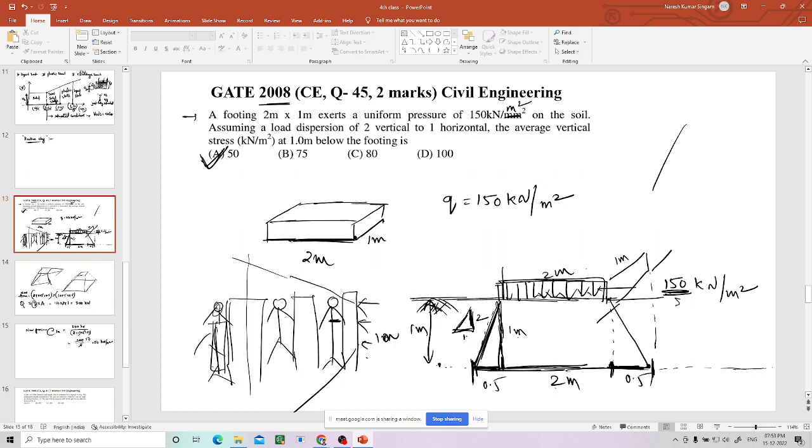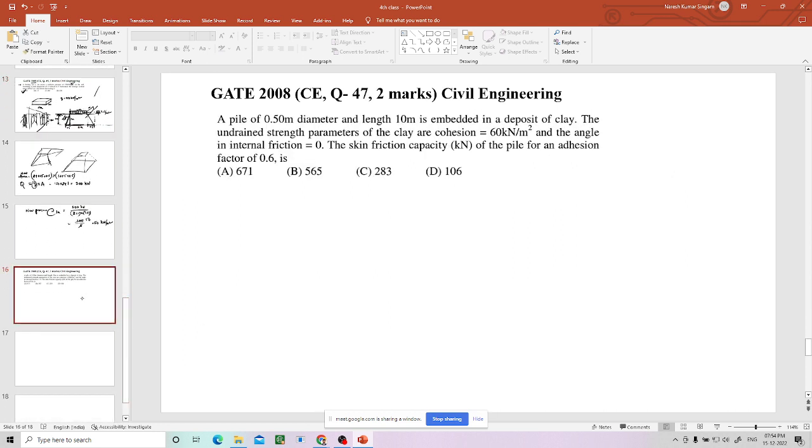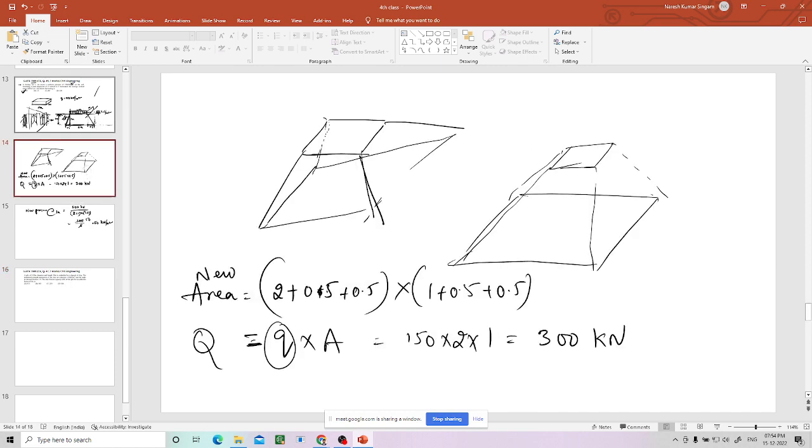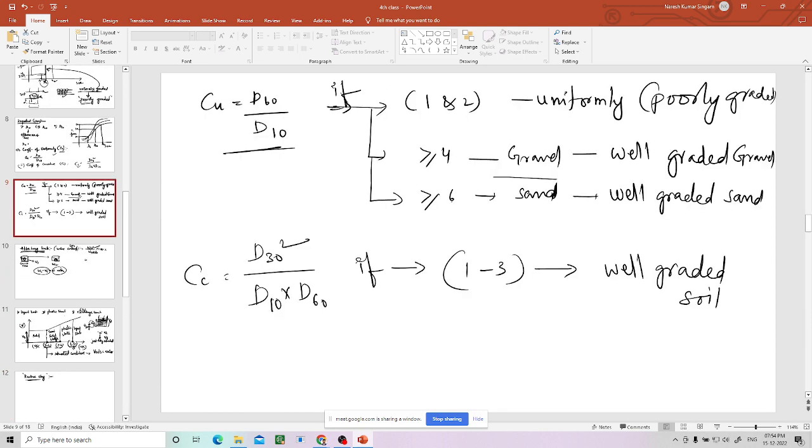Do you have any doubt here? No, sir. Yeah, I don't think you should have any doubt. It is a simple problem. I am trying to solve another, but this comes under deep foundations. When I come to deep foundation, then only I will solve. For the timing, I'll give you a practice problem for this.